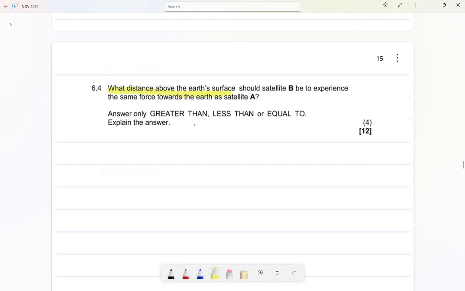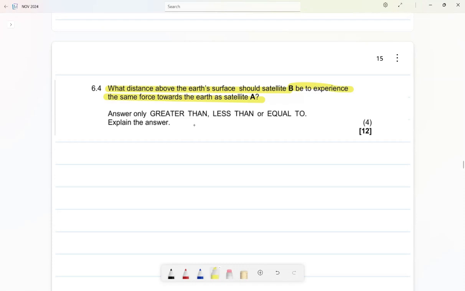What distance above the Earth's surface should satellite B be to experience the same force towards the Earth as satellite A? So the question is, what distance above the Earth should satellite B be to experience the same force towards the Earth as satellite A?